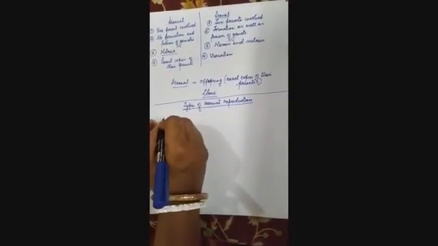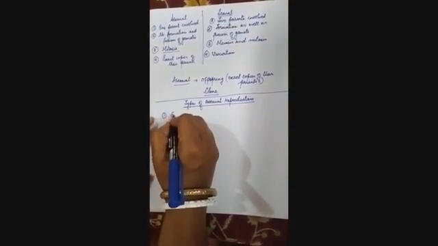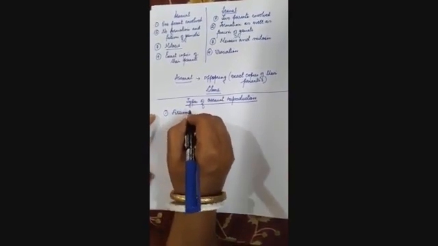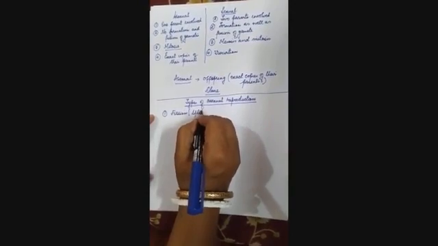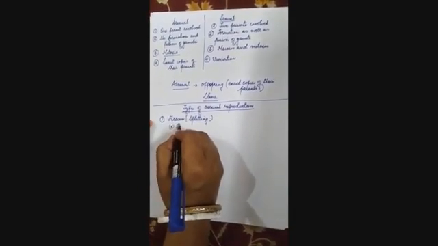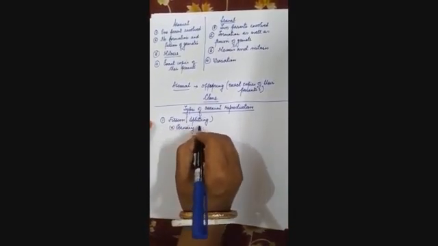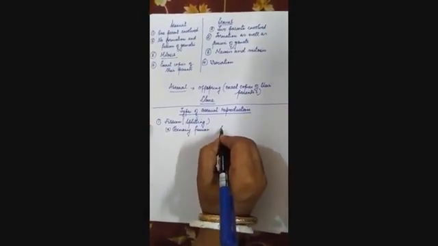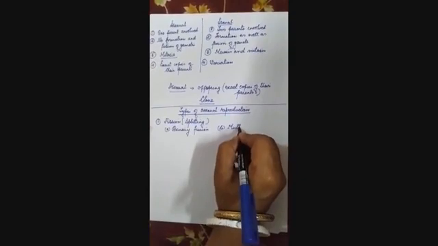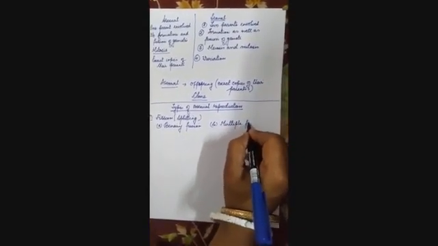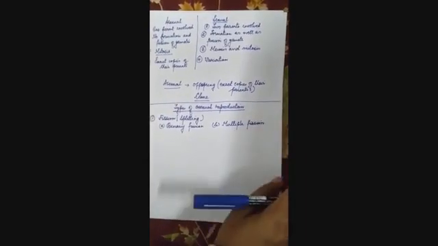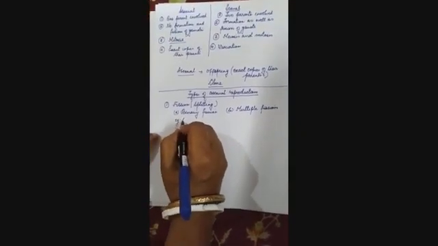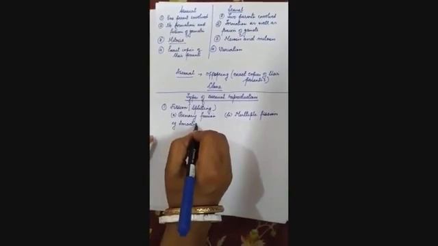Asexual reproduction. Types of asexual reproduction. The first we are going to start with is fission. Fission actually means splitting. We will be dealing with two types of fission. First, binary fission. The second one, multiple fission. Remember children, we are dealing with asexual reproduction, meaning only one parent is involved. Binary fission, the best example you will see in amoeba as well as in paramecium.